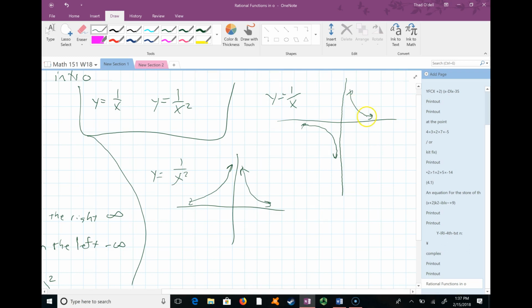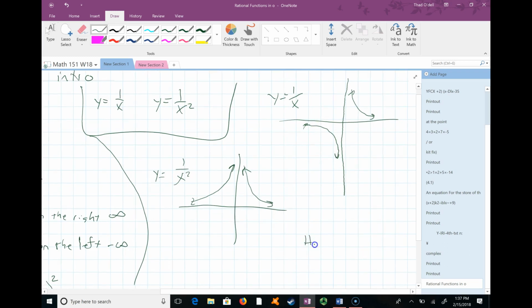Well, you can see the y's are coming down and they're getting closer and closer to 0. And over on this side, they're coming up and getting closer and closer to 0. So we would say that this thing has a horizontal asymptote at y equals 0. They have a vertical asymptote at x equals 0.